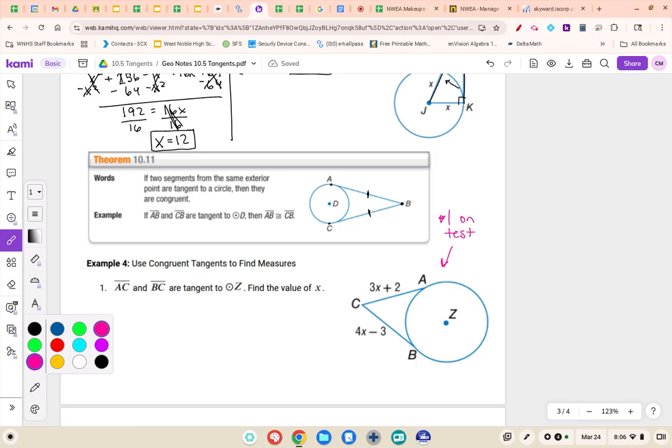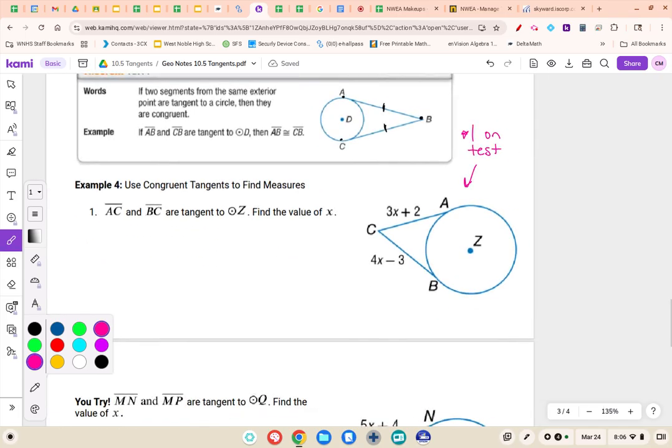So make sure you know how to do these as well. So we have segment AC and BC are tangent to circle Z, so they're only touching the circle at one single point, and they go and touch the same exterior point C, which means these have to be congruent.